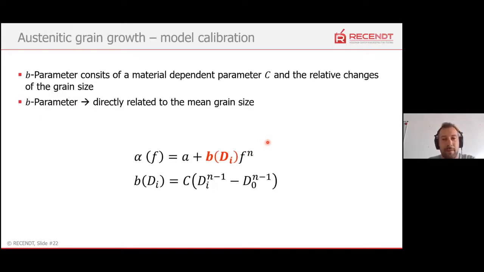So the B parameter in this equation consists of a material dependent parameter C and also the relative changes of grain size. So that means that the B parameter is directly related to the mean grain size.